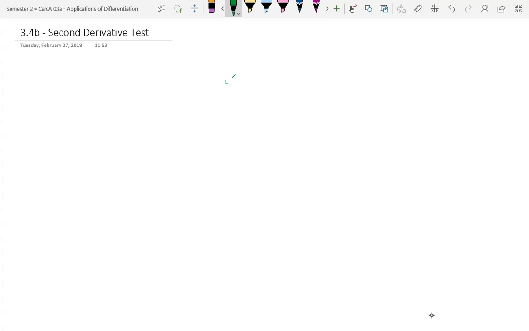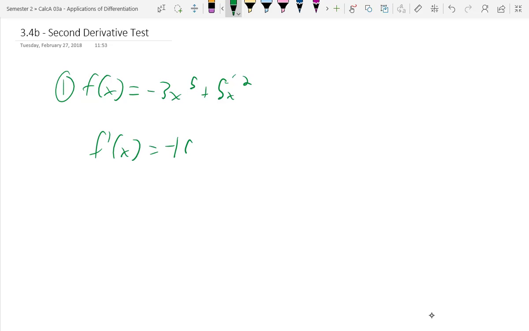We're just going to do one example here, maybe two depending on time. But if I want to find out the relative extrema of this, Leo's question is very applicable. When would you use a second derivative test to find extrema? You use it when it's really easy to take successive derivatives. This one, if I take a first derivative, negative 15x to the fourth plus 10x, okay, not bad.